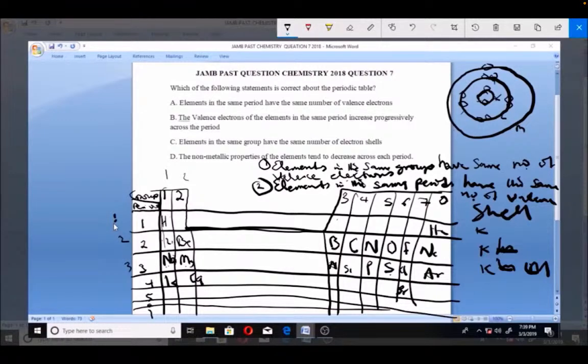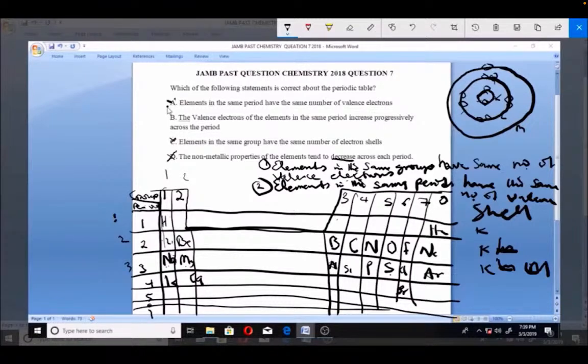Because it tends to increase, but here they said decrease. So that makes this option not to be right, that the non-metallic properties tend to decrease. It's not true, because here you mostly have metals, and on this other side you have non-metals, fluorine and chlorine. Now, elements in the same group have the same number of electron shell. That is not correct, because elements in the same period have the same number of valence shell. Now this one, elements in the same period have the same number of valence electron. This is wrong, because it's only elements in the same group that have the same number of valence electron.